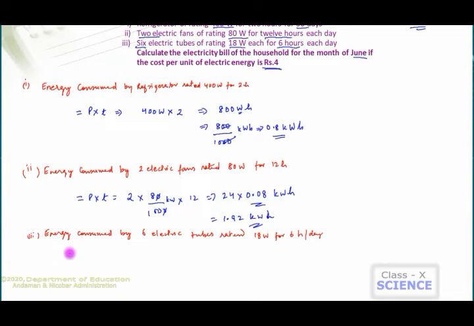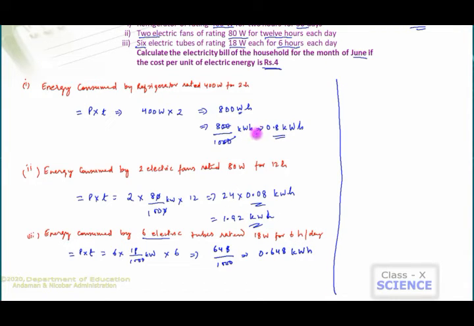Third, we will find the energy consumption by 6 electric tubes of rating 18 watt for 6 hours. Here also we will use the same formula, that is P into T. Here to find the power we have 6 electric tubes. So we will write 6 and each electric tube is rated 18 watt. So we will write 18 divided by 1000 kilowatt, right? Multiplied by 6 hours per day. So that we will write. So here we will get 648 divided by 1000. Finally we will get 0.648 kilowatt hour. So here we have got individually the energy consumed per day.